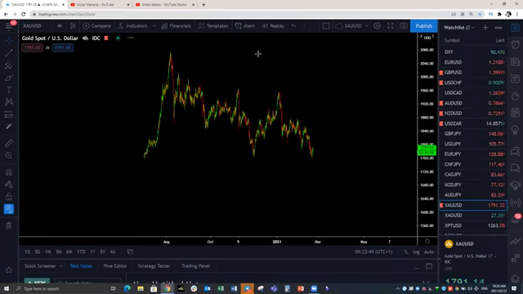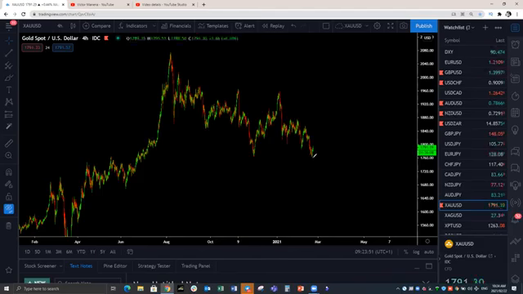So this is not a trade setup, guys. Don't go and sell or buy gold. So if we're buying gold, we need to have something like this. We need to get this one breaking out of this structure.